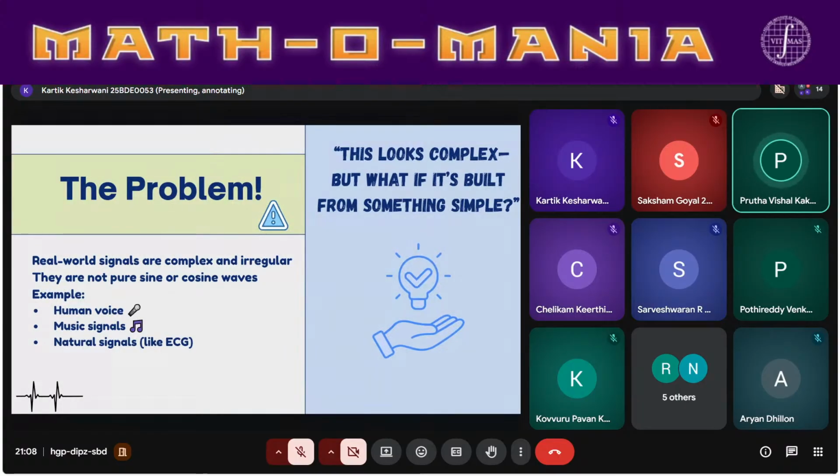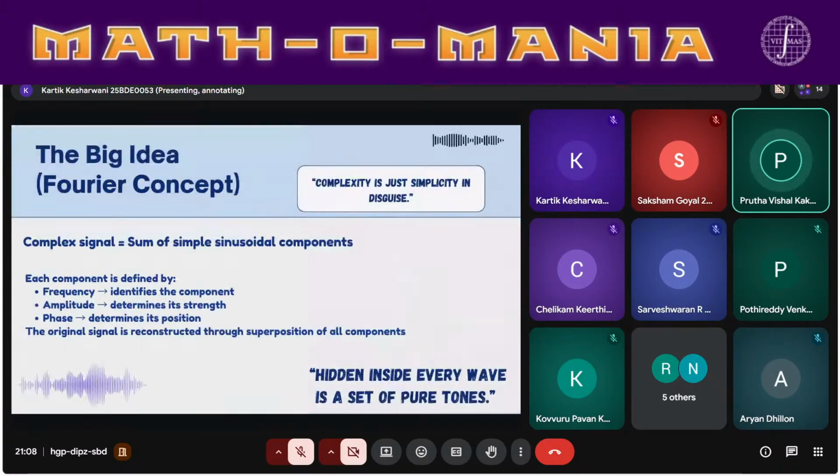Most signals that we encounter in real life are not simple or clean. They don't look like perfect sine waves. Instead, they appear irregular, complex, and sometimes even random. Now, here comes the powerful idea behind Fourier analysis. It tells us that no matter how complicated a signal looks, it can always be broken down into a combination of simple sine and cosine waves. At first, this might sound surprising. How can something so irregular be made up of such smooth and simple waves?